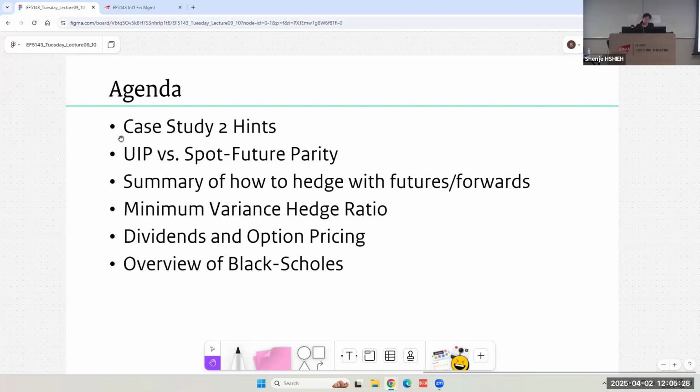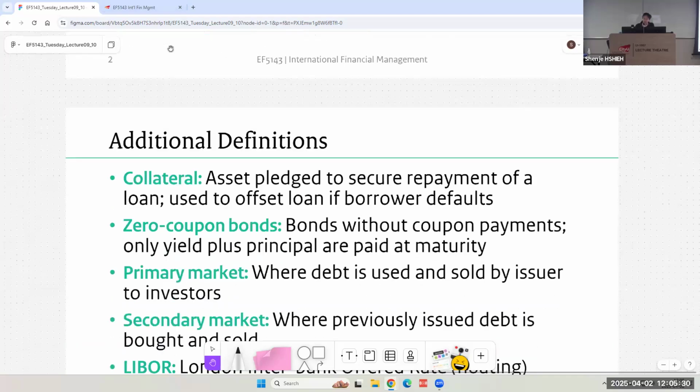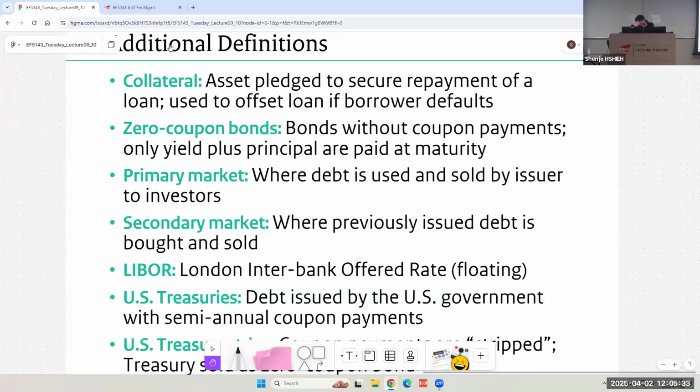All right, so let me give you some hints on the second case study. The second case study takes place in the 1980s. You are working for a US bank and your job is to help restructure a country's debt. The reason why this country, Mexico, needs help is because their existing debt is causing them to basically go bankrupt or default. And the reason why is because they denominated their debt in a foreign currency.